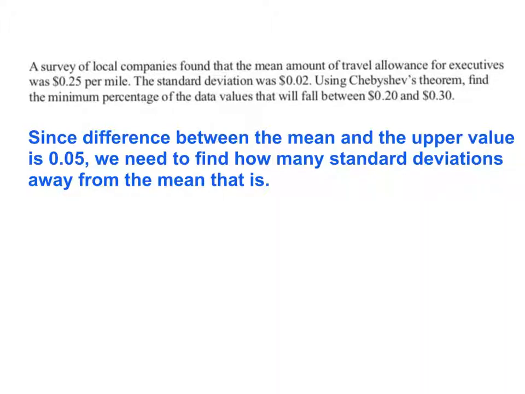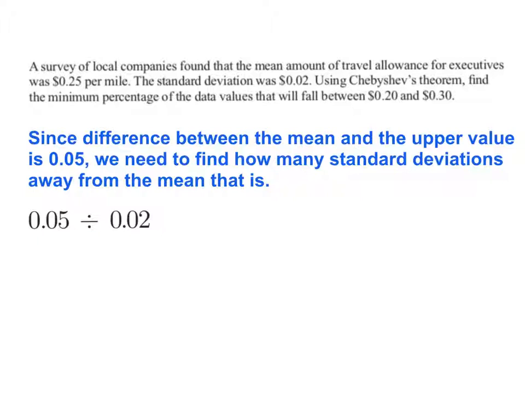So maybe you can write that down so you've got kind of a recipe on how to do this. The difference between the mean and the upper value is 5 cents. We need to find out how many standard deviations away from the mean that is. And that's what we were just talking about. But there it is written out for you. Okay, so we just take that 5 cents divided by 2 cents.